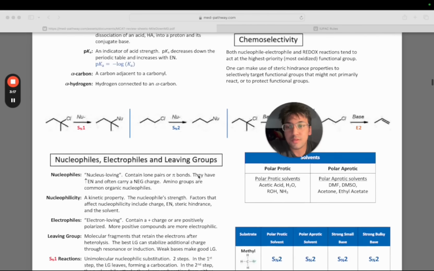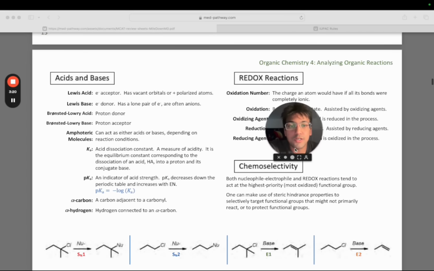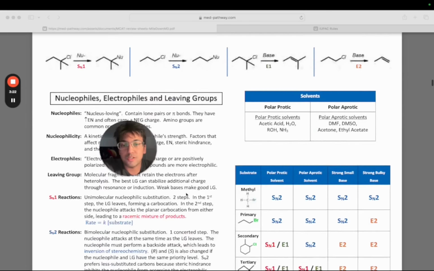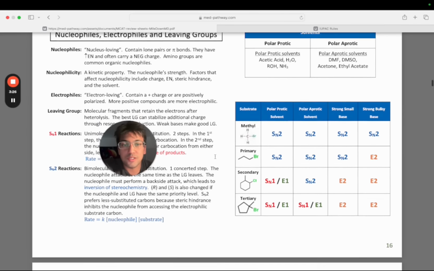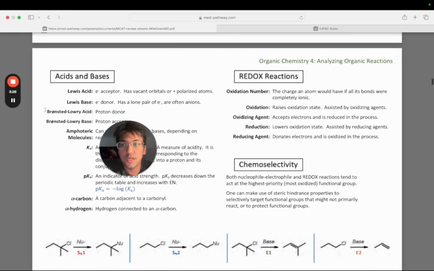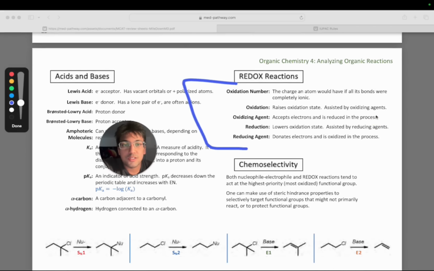Okay. Now let's talk about redox reactions, chemoselectivity, and we'll get to everybody's favorite topic, which is the types of reactions, Sn1, Sn2, and elimination reactions. Redox reactions, I've again talked about this. This is kind of review. You have oxidation numbers, you have oxidation, reduction. I'm not going to go too much into this because I've already talked about this in Gen Chem.